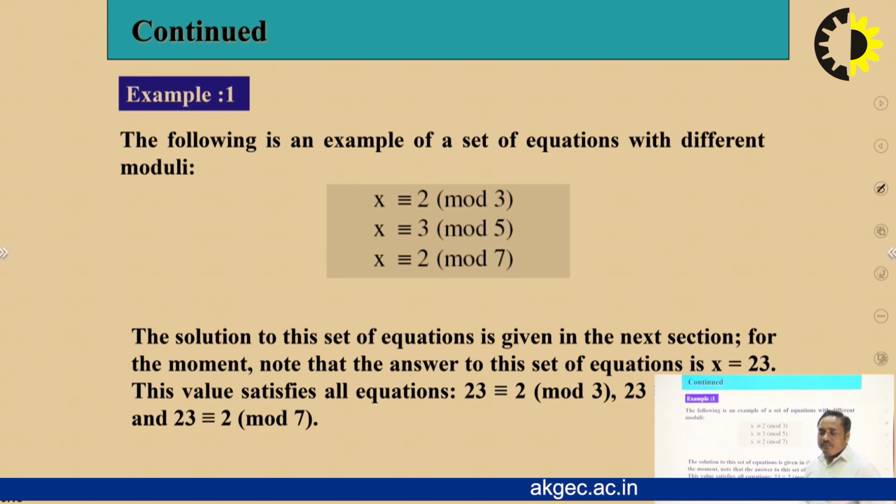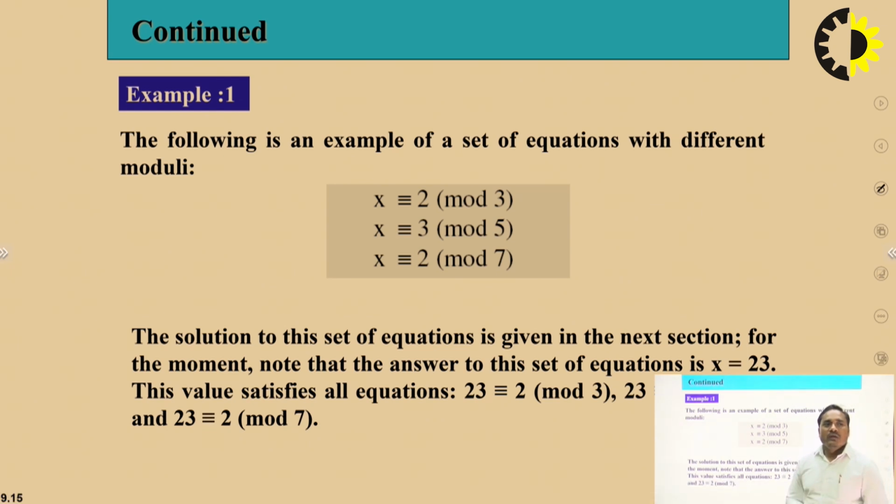It is a simple way if you explain the numerical section: first you explain the numerical problem, then you can get the clear answer. So how are we going to solve for the value of x? The following is an example of a set of equations with different moduli. x equals 2 mod 3, so here a1 equals 2, m1 equals 3. x equals 3 mod 5, here a2 equals 3 and m2 equals 5. x equals 2 mod 7, here a3 equals 2 and m3 equals 7.